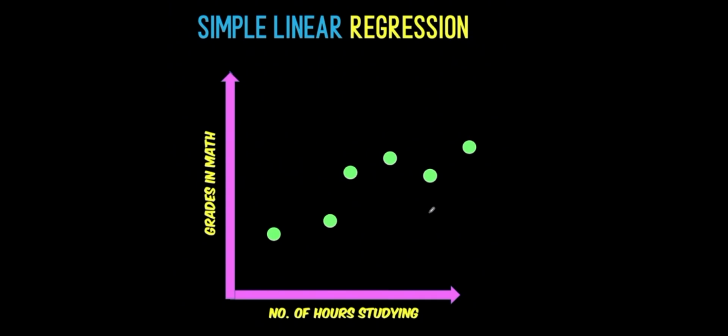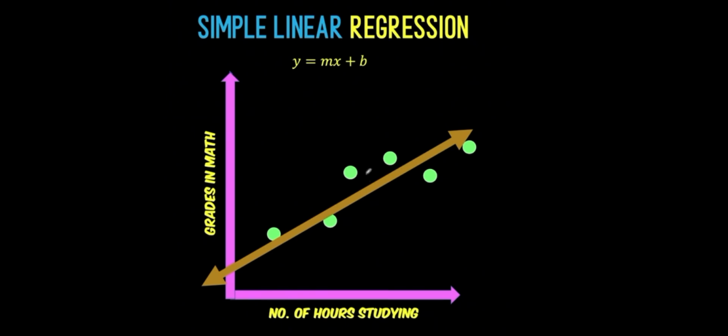Using a scatterplot. Now, based on the distribution of the points, it seems like there is a straight line model that can best fit this data. We call this line the regression line. Now, let's recall that in algebra, the equation of a line is in the form y equals mx plus b, where m is the slope, b is the y-intercept.